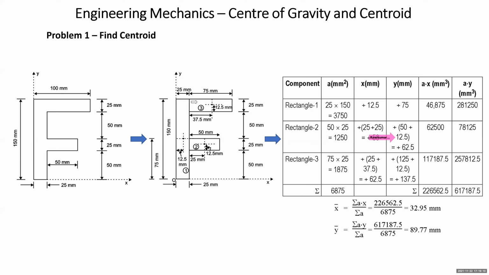Now we come to component number 3. What is its area? 75 into 25. This is the centroid of this component, this point. This point is right of the y-axis, so the x coordinate is positive. What is that? 25 plus 37.5, 62.5 positive. The point is above the x-axis, so the y coordinate is positive. 50 plus 25 plus 50, 125, plus 12.5, that is 137.5.